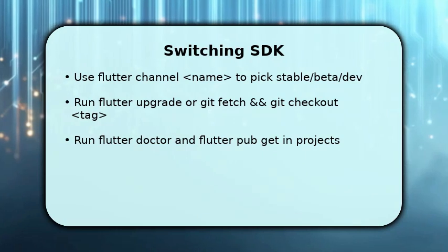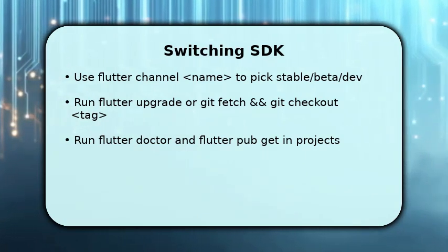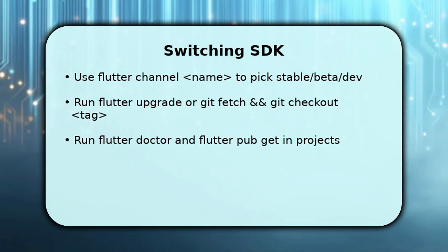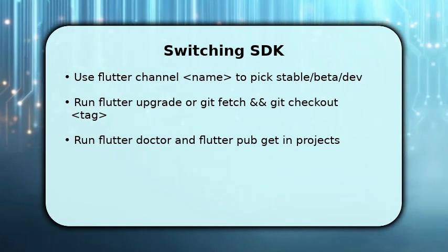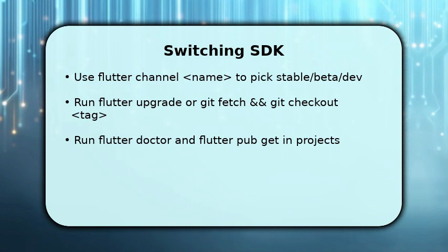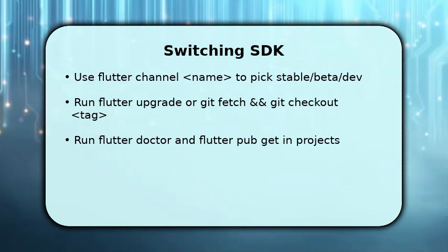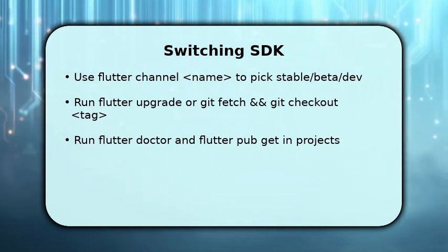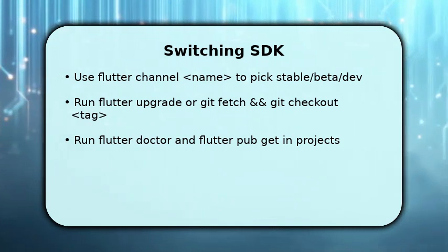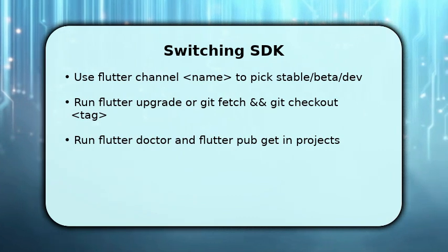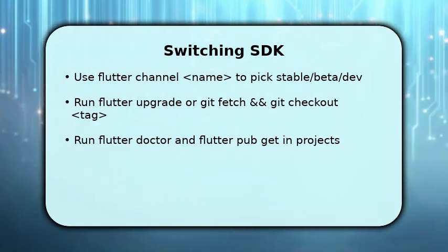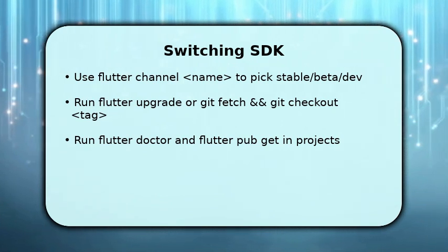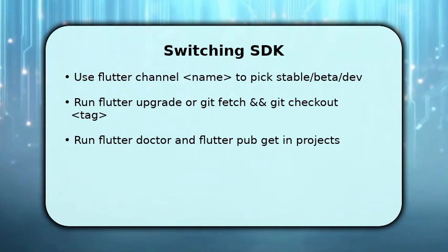You now perform the actual switch. If you want a general channel change, use flutter channel stable or beta, and then flutter upgrade to fetch the latest on that channel. For an exact SDK version, go into your Flutter SDK folder, git fetch --all and git checkout tag or commit, then run flutter doctor to update artifacts. Make sure to run flutter pub get in each project to align package versions. If you use FVM, run fvm install version and fvm use version for per-project control.